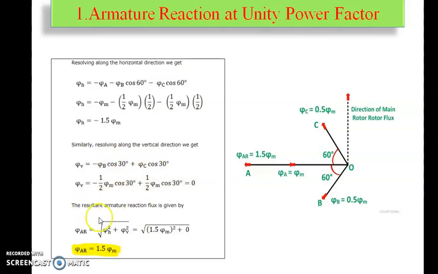So I can get the resultant armature reaction flux, given by phi AR equals this one. It is the square root of horizontal flux square plus vertical flux square, that is 1.5 phi m squared. So phi AR equals 1.5 phi m. Simply, for armature reaction, if the power factor is unity, then phi AR, that is the resultant armature flux, is equal to 1.5 times the maximum flux.